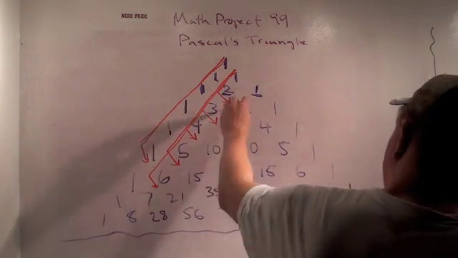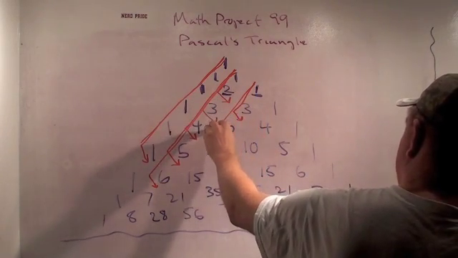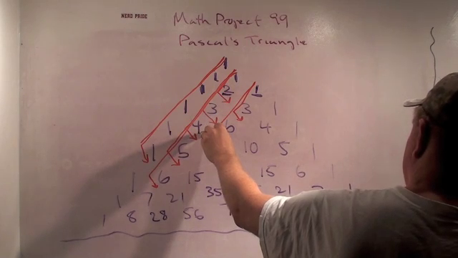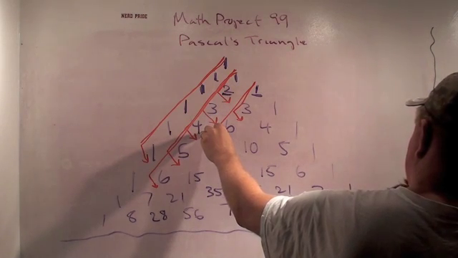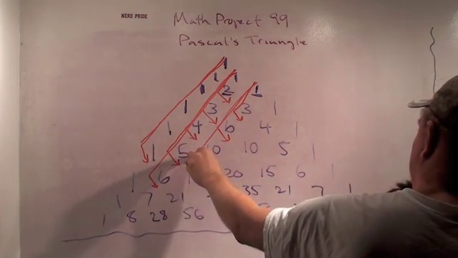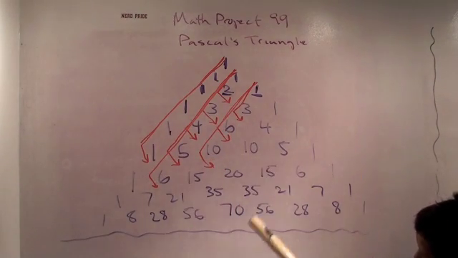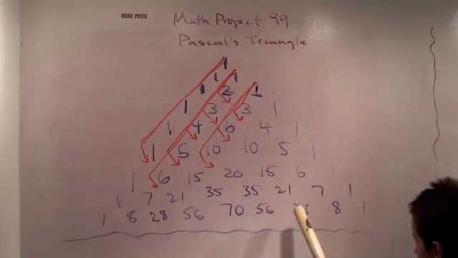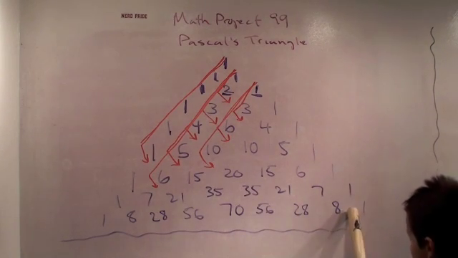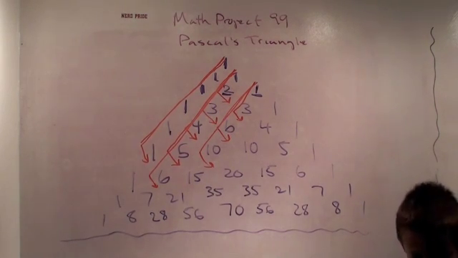Let's check one more diagonal. 1 plus 3 is? 4. 1 plus 3 plus 6 is? 10. 1 plus 3 plus 6 plus 10 is? 20. Oh, look at that. It seems to be true for that diagonal too. And then there's this diagonal, and this diagonal, and this diagonal. Looks like we might have a neat pattern for adding up diagonals.